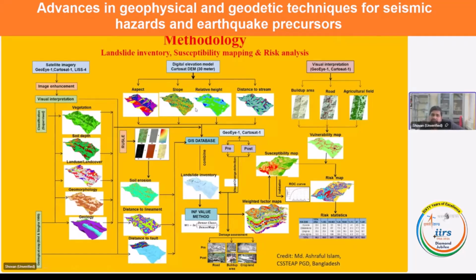As I have told, they are all causative factors, conditioning factors. They basically keep the slope ready. Each one of them is called a class. Within the class, suppose slope class, we have 5 classes, 0 to 15 degree, 15 to 30 degree, like that. So 5 slope subclasses are there. Each class contains many subclasses. So we have to understand which subclass has what type of influence in landslide occurrence.